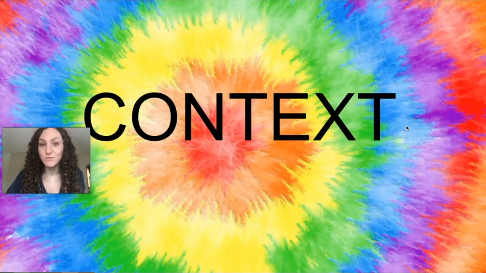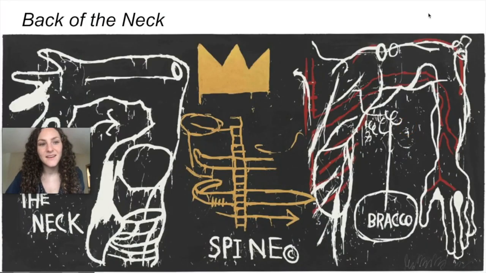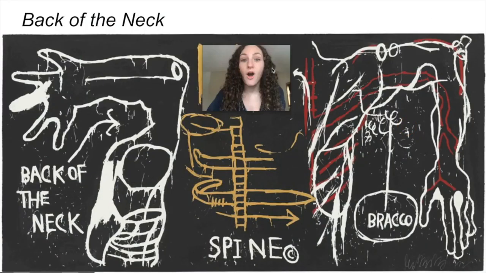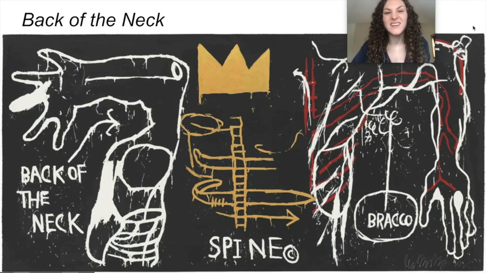Now, here's some more context to help you understand Basquiat. First, Basquiat got in a car accident when he was pretty young, and he got pretty banged up. His mom, who was a big supporter of his art, gave him a copy of Gray's Anatomy, which is a book showing all kinds of things about the human body.